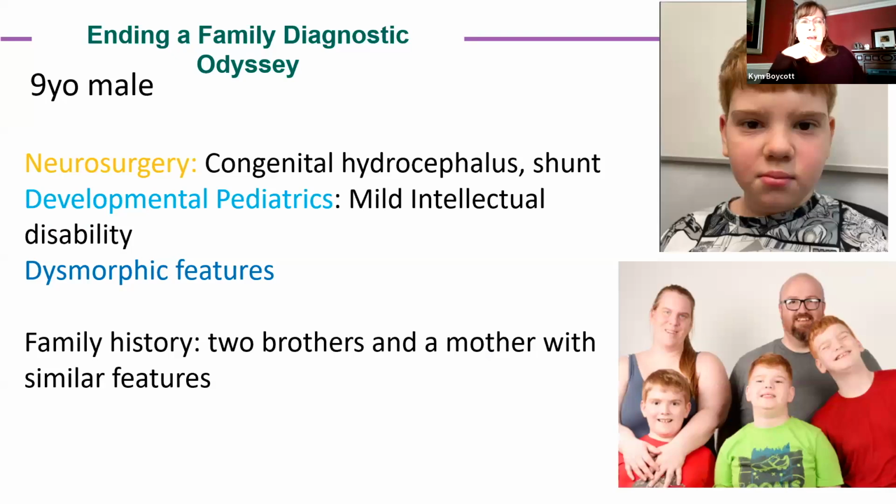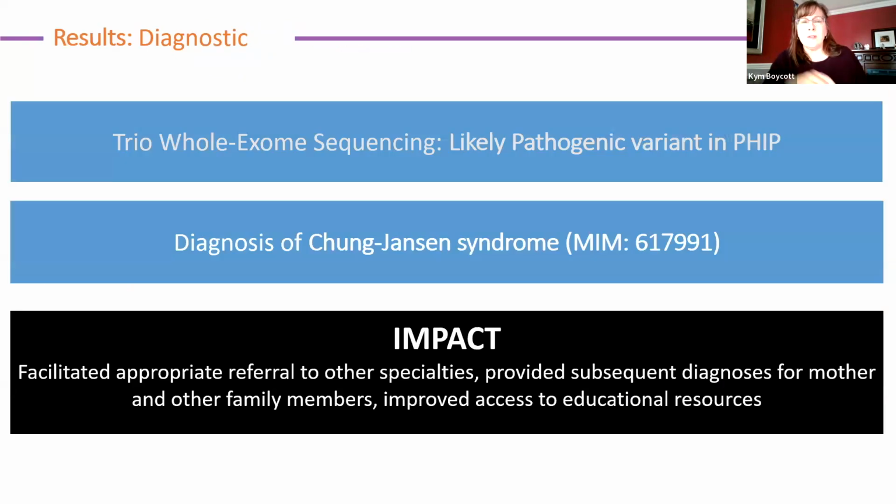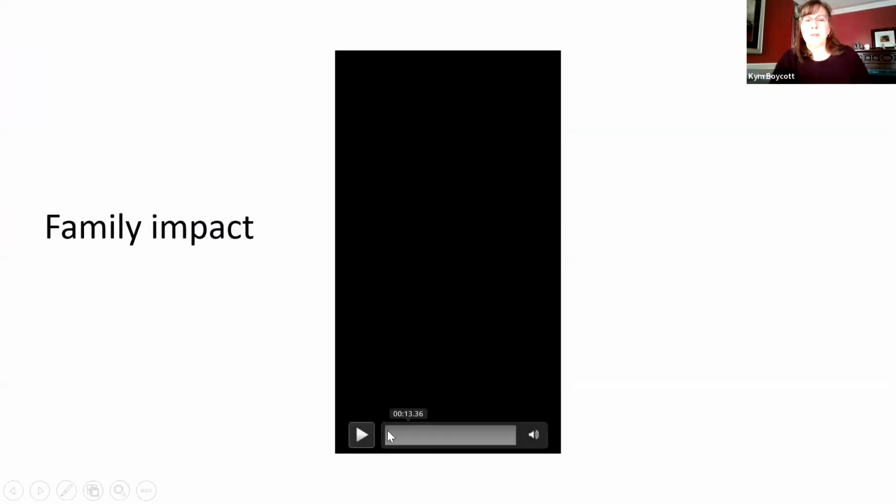And lastly, I just want to show you this family. And so this is a 9-year-old little guy, and he'd been seen by neurosurgery and developmental peds. He had congenital hydrocephalus, needed a shunt, and had mild ID. And he had 2 brothers and a mother with similar features. And so he had trio whole exome sequencing, and he had a diagnosis of Chung-Jansen syndrome. And this was really important. I have a little video I'm going to show you in a second from the family, because it really impacted for them how they advocate for him and his visibility in society and in our school system. But I'll let them share it with you. This is going to work.